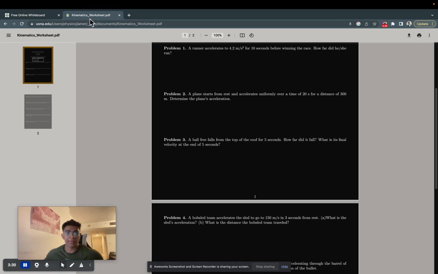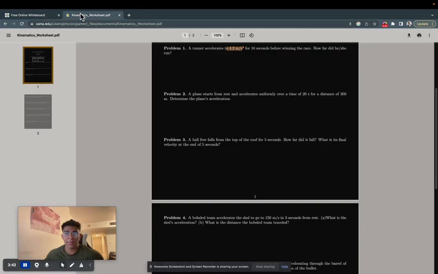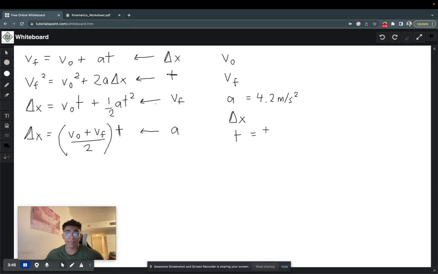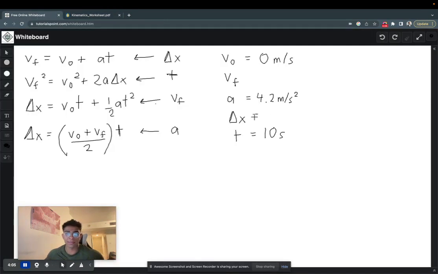So what did we get in the problem? In the problem, they said acceleration is 4.2 meters per second squared. Let's write that down. The time is 10 seconds. And we can assume by the problem that the runner started from rest, so we can say the initial velocity is 0 meters per second. And what are we trying to solve for? We are trying to solve for how far they ran, which is the displacement.